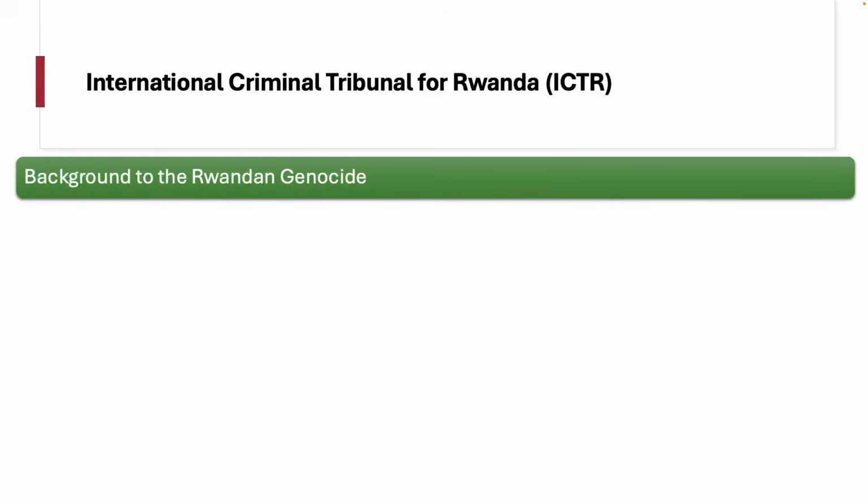The triggering event for the genocide, however, would take place on the 6th of April 1994, when we see the shooting down of a plane carrying the Hutu president of Rwanda and the Burundian president as well. Both of these presidents were killed in the crash.